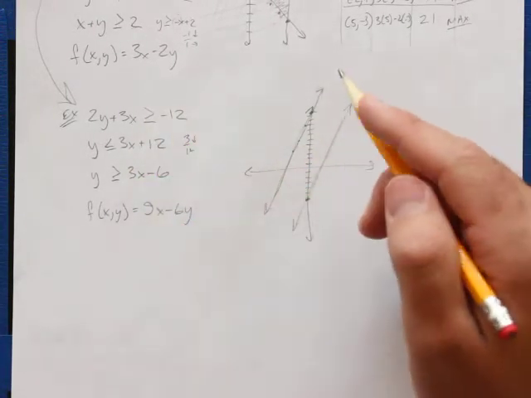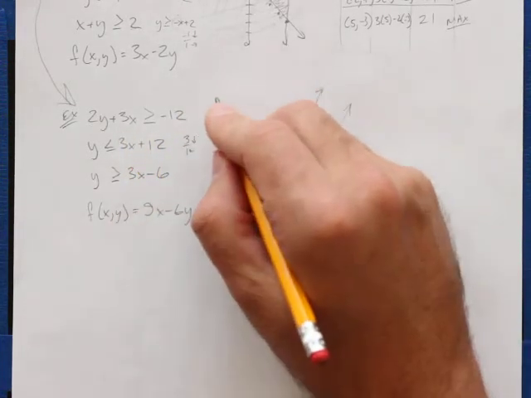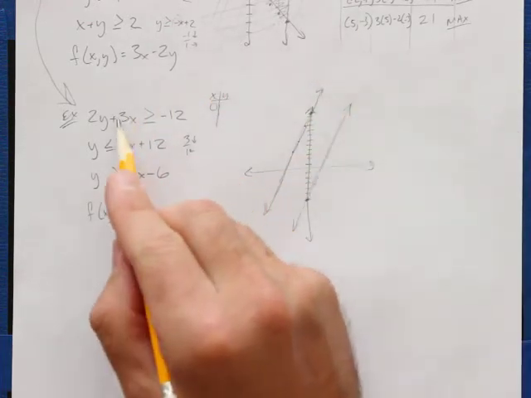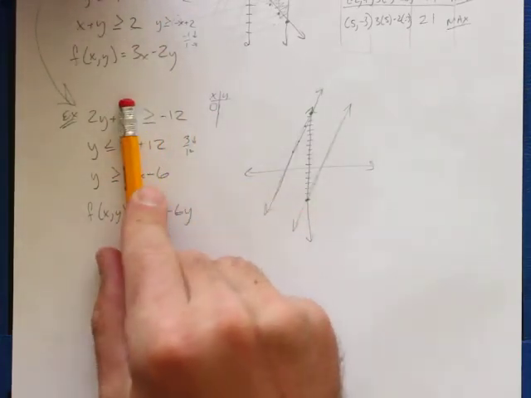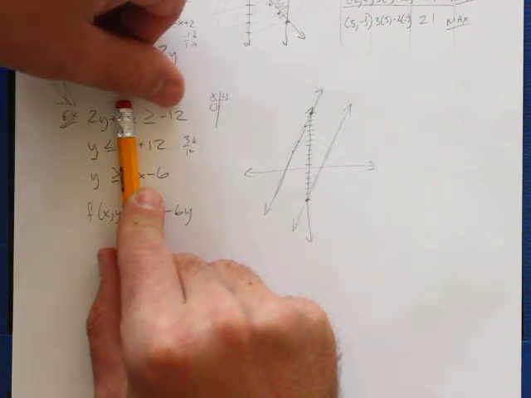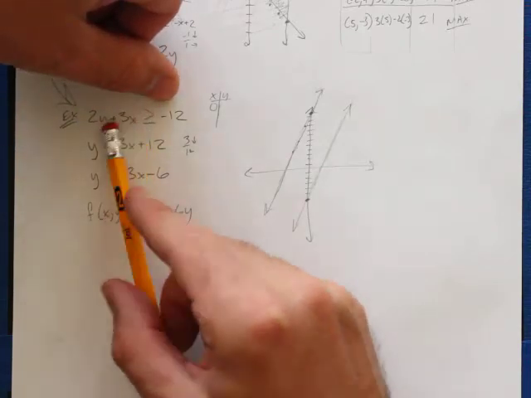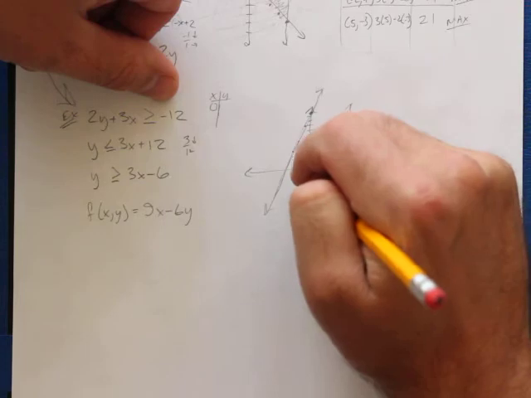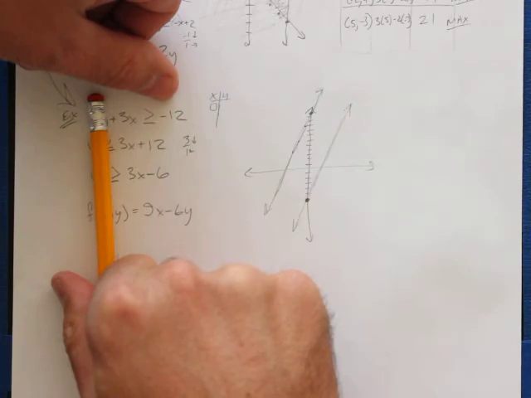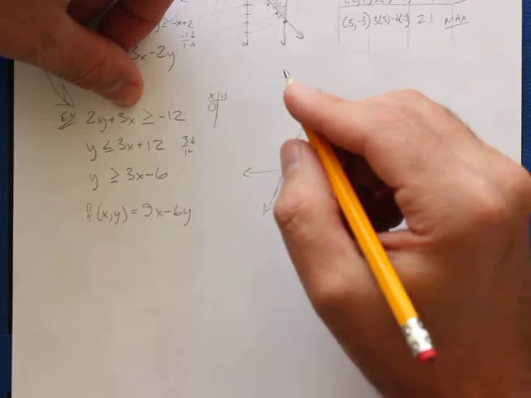Now this one here, I'm going to graph based on the x and y intercepts. So when x is 0, that goes away. Then I have 2y equals -12. So I divide both sides by 2, and I get y equals -6. So at -6, I have a point for this line. Now when y is 0, I divide both sides by 3. Oh, so when x is 0, y is -6.